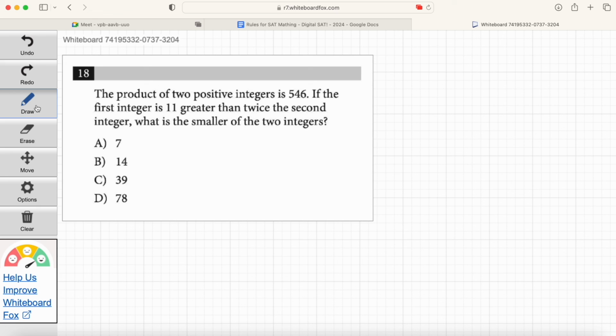Yes. So we've got 2 integers, and the product of those 2 integers. So what does product mean? Let's talk about the vocab here. What does product mean? The product is like the result of multiplying. Multiplying, yeah. So we multiply these 2 numbers, we get 546. But the first integer is 11 more than twice the second integer. This is a lot to wrap your head around.